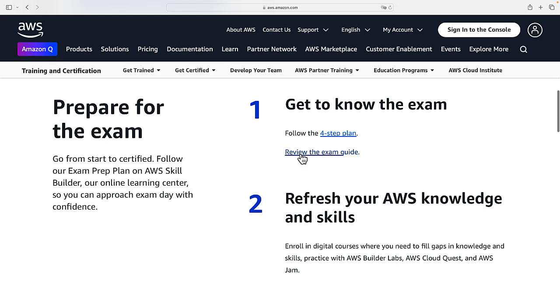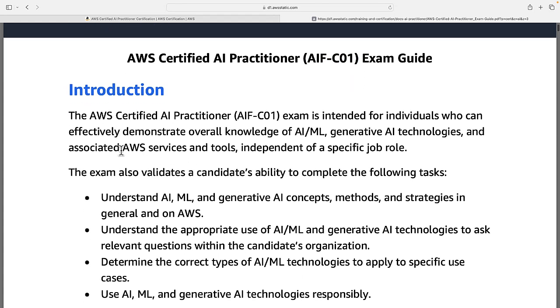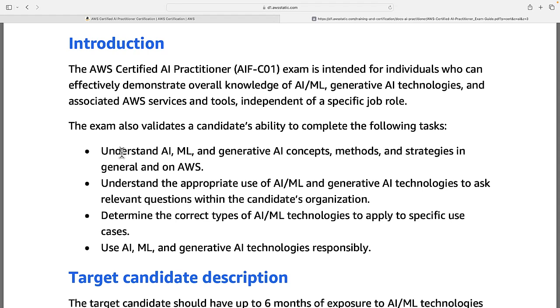So what we'll do is let's go across and review the exam guide. So this is the exam guide. This is the first version of this exam. So it's the AIF code and then C01 being the first version of the exam. It's intended for individuals who can effectively demonstrate overall knowledge of AI, ML, generative AI technologies, and associated AWS services and tools independent of a specific job role. So again, it's fairly high level here. This is really about understanding how you can implement AI and ML within AWS.